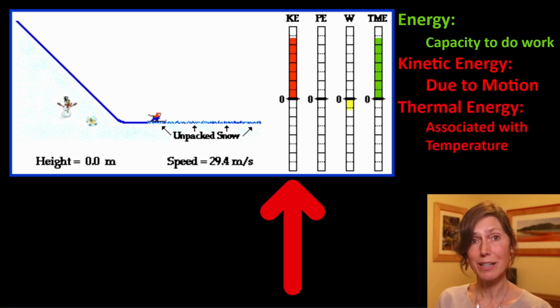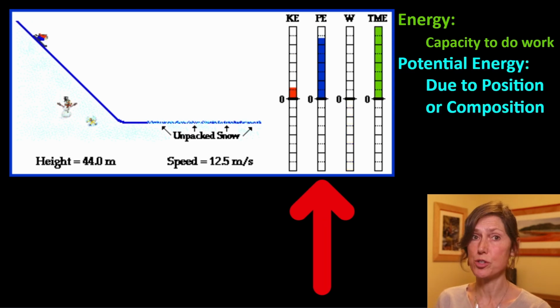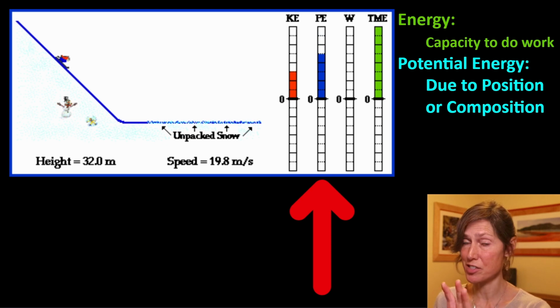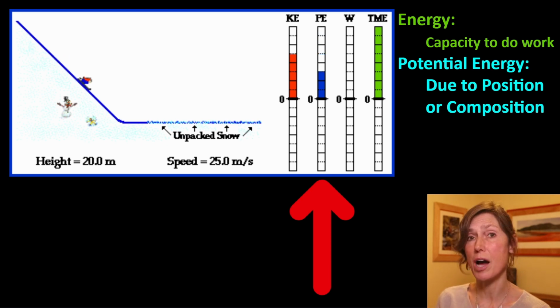We can equate kinetic energy with thermal energy associated with temperature, which is the energy that is present when a chemical reaction happens. Potential energy is due to the position, in this case starting at the top of the hill, or the composition, which lowers as the skier approaches the bottom of the hill.